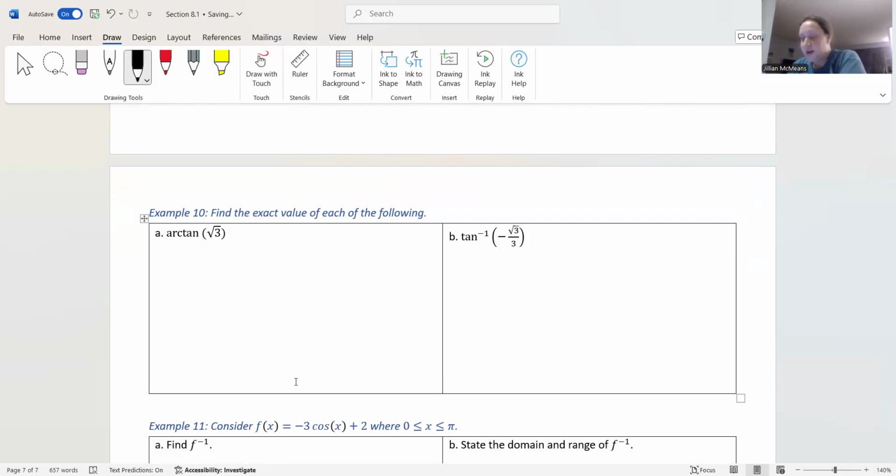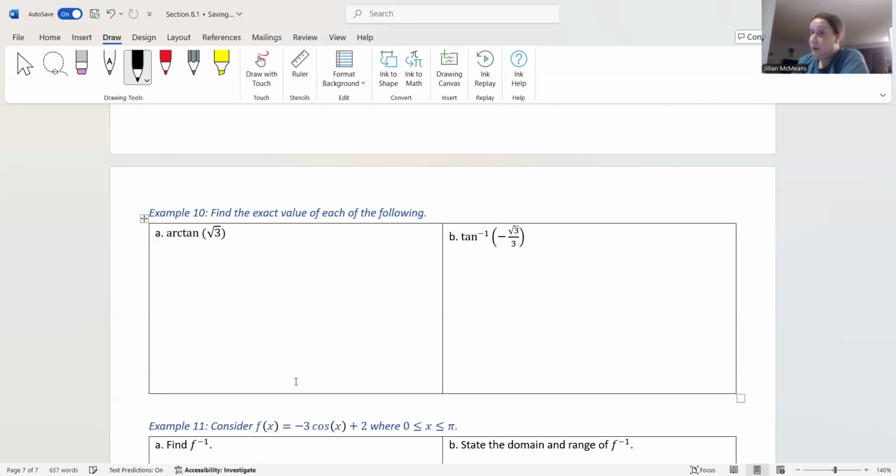So for example 10, it says find the exact value of each of the following. For part A, we have arc tan of root 3. Now remember, if you have inverse tan, that is synonymous with arc tan. It's just a different notation, and don't be afraid of it. You'll for sure see it at some point in your calculus career. So arc tan just means inverse tan.